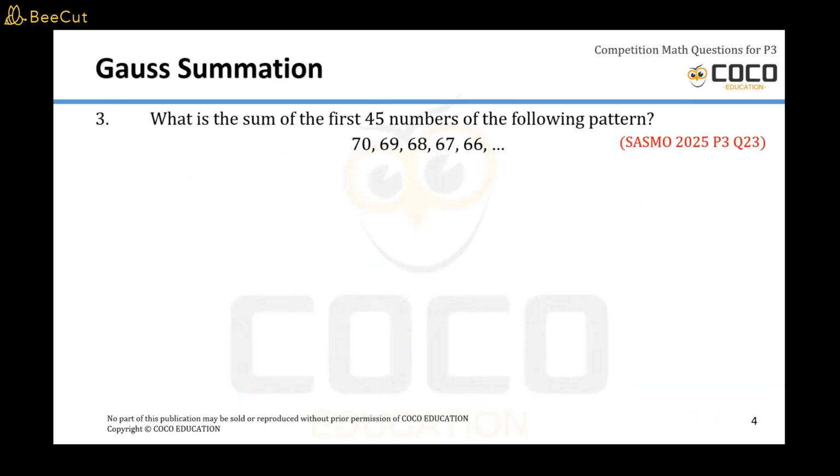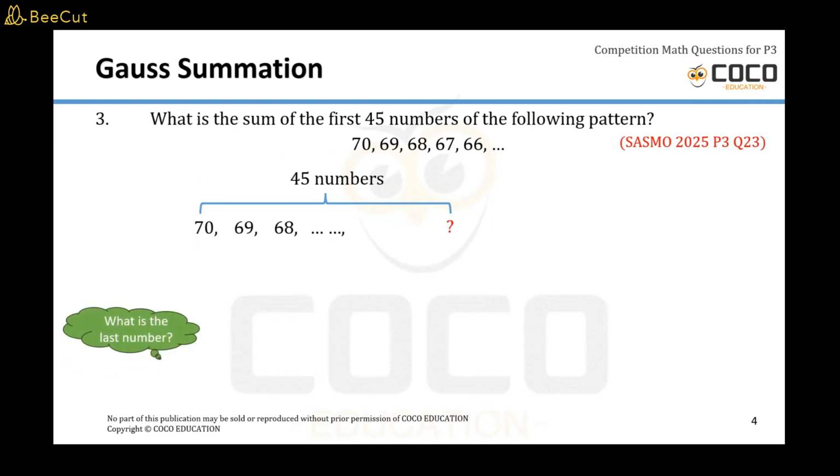Now, let's look at question number 3. What is the sum of the first 45 numbers of the following pattern? 70, 69, 68, 67, 66, and so on. This question is taken from SASMO 2025 P3, question number 23. We also do it the same way. We list out the numbers first, but we don't know what the last number is. But the question told us that there are 45 numbers. So we need to find the last number here. So what is the last number?